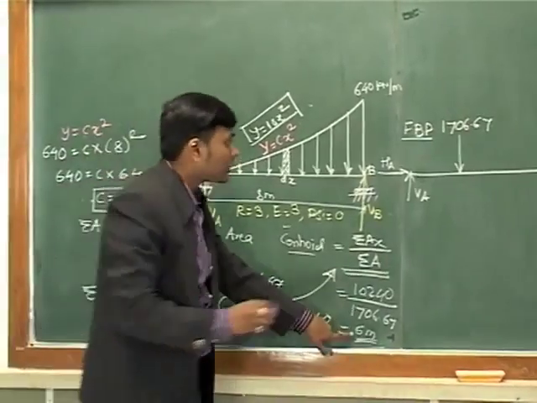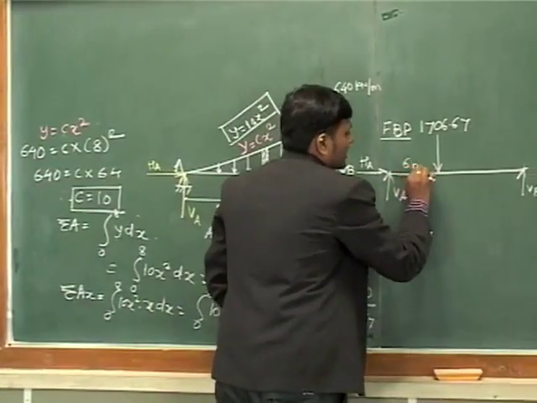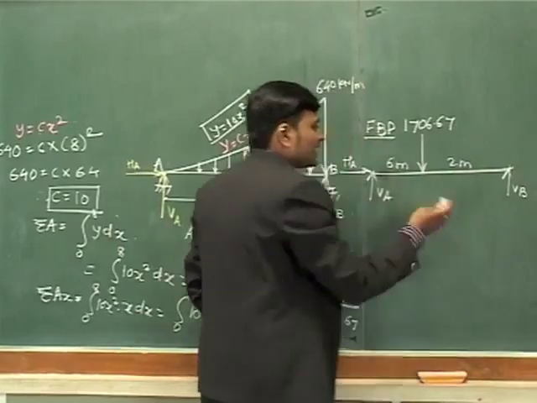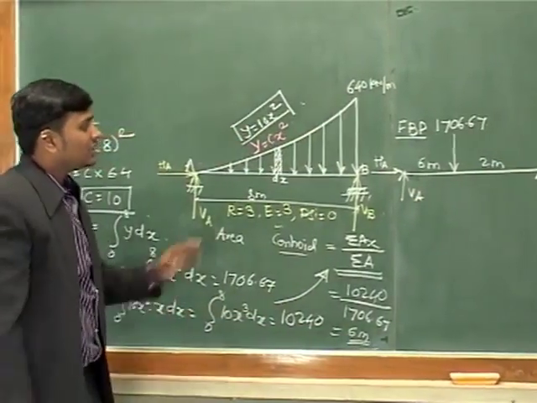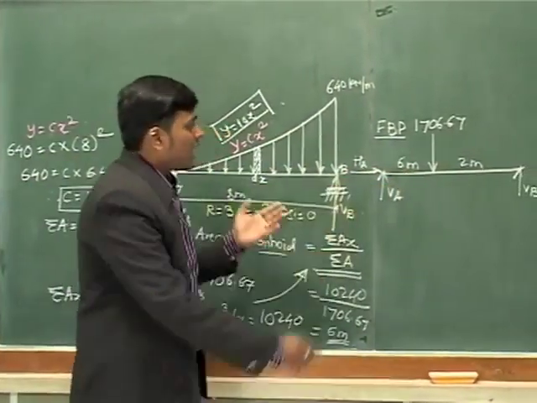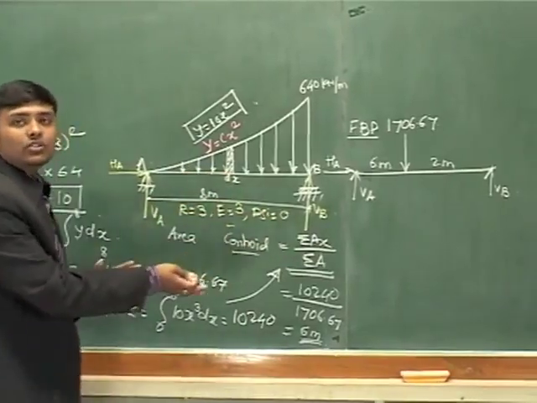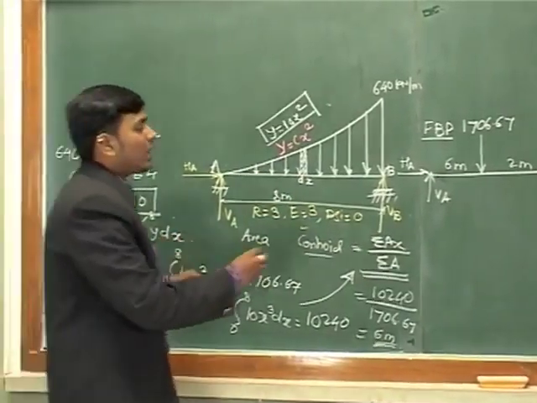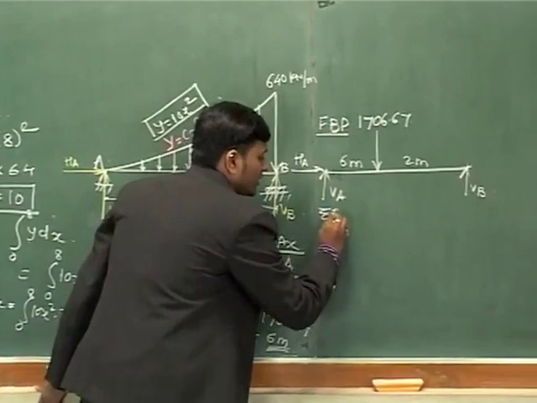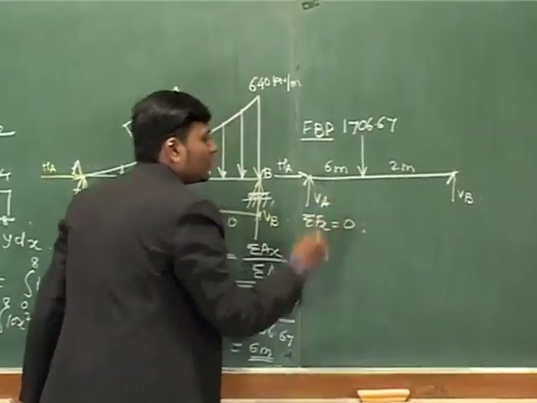The centroid we have calculated as 6 meter. So this is 6 meter and this is 2 meter. It is not the dimension, so it will be 6 meter and 2 meter. And this is now converted into the point load. Now we have to apply the usual equations, summation Fx is equal to 0, the first equation.